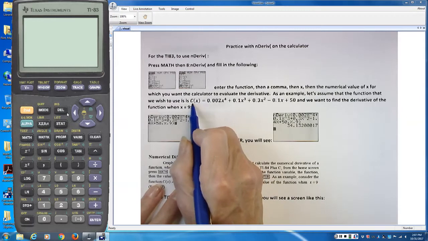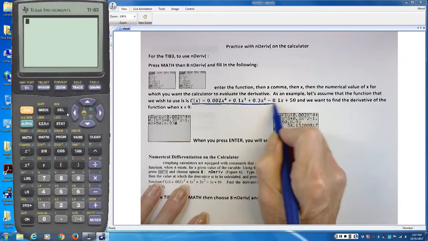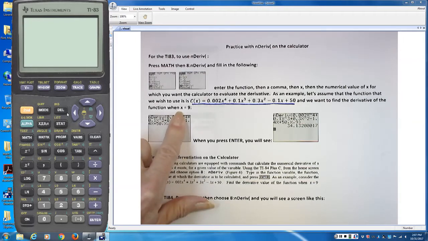Let's suppose that we're going to evaluate this function, which is a cost function, and we want to find the derivative of that function, the derivative or the rate of change of cost, when x is equal to 9.